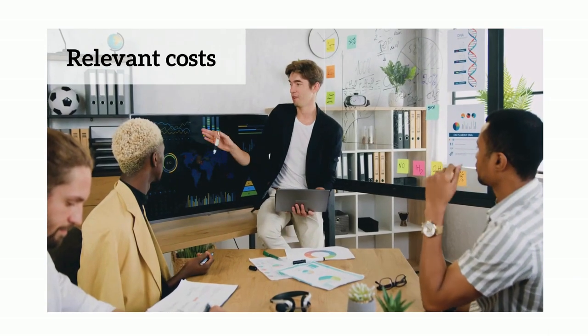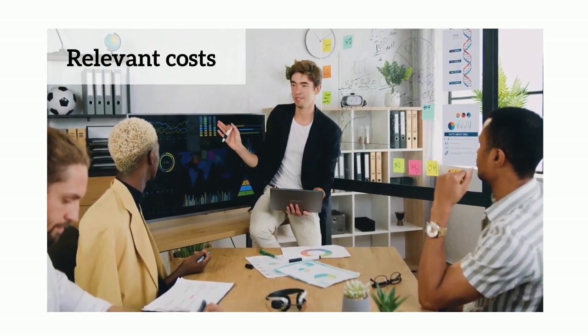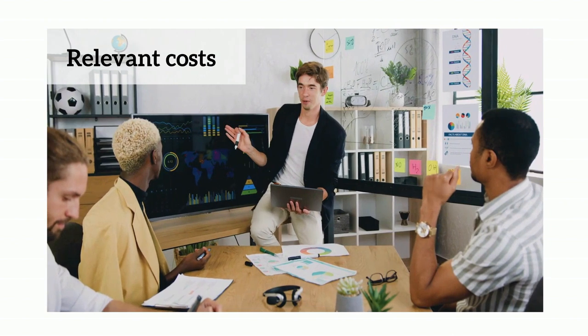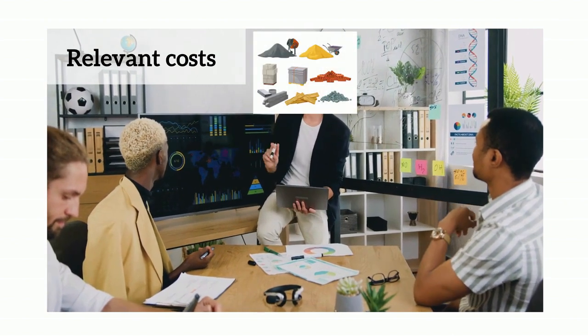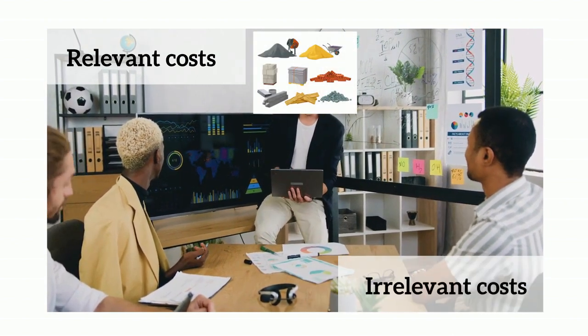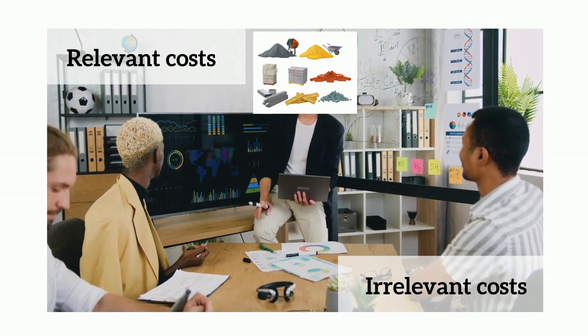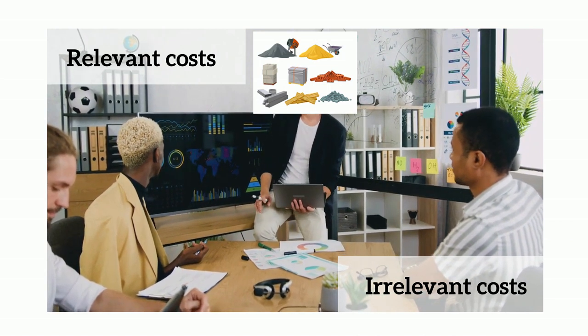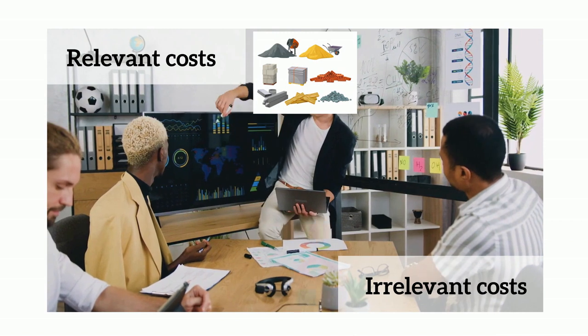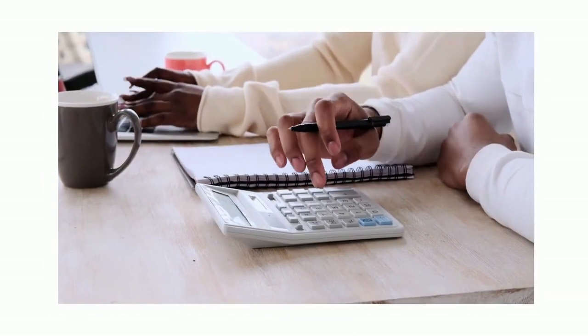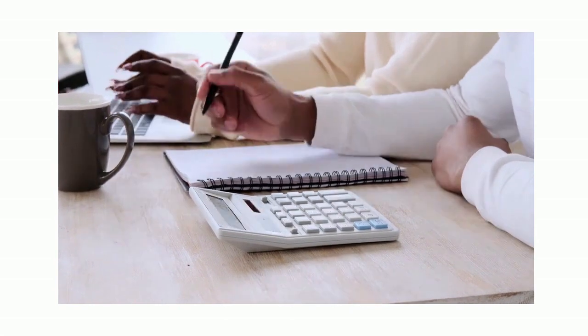Relevant costs will change as a result of the decision being made, such as the cost of materials needed for a new product. Irrelevant costs will not change as a result of the decision being made, such as fixed overhead costs. Let's move on to income statements for a merchandising company.